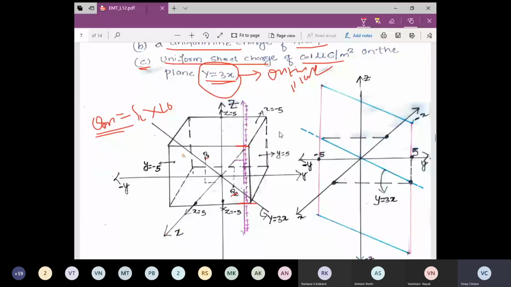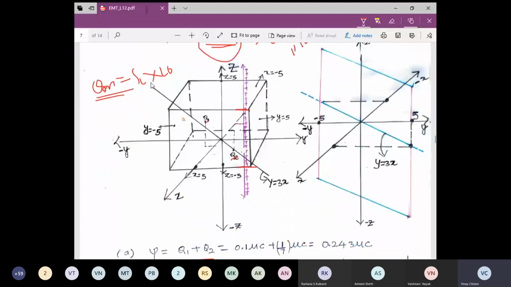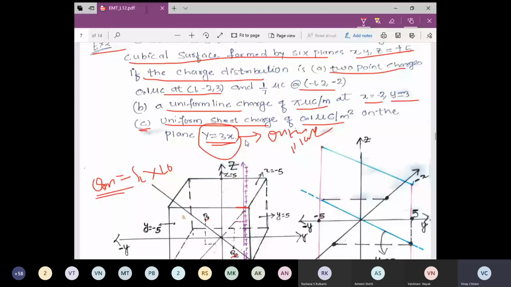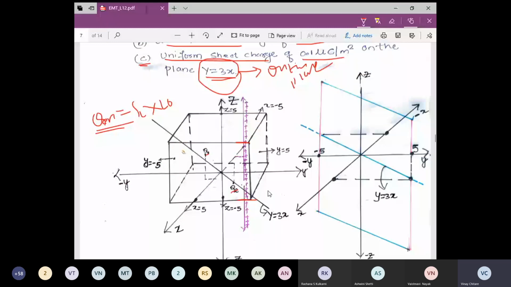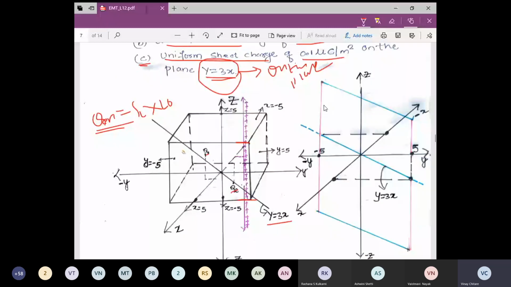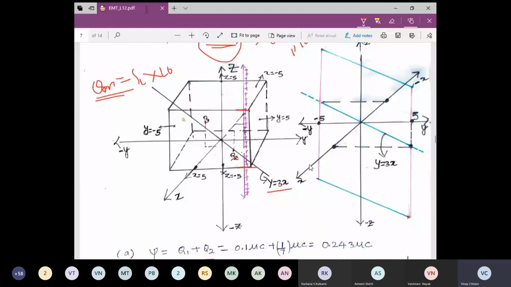I have shown in this figure just that line, y equal to 3x, and you can see this straight line lies in the xy plane. So the first thing we will try to understand is how the plane looks, and that figure I have shown here.